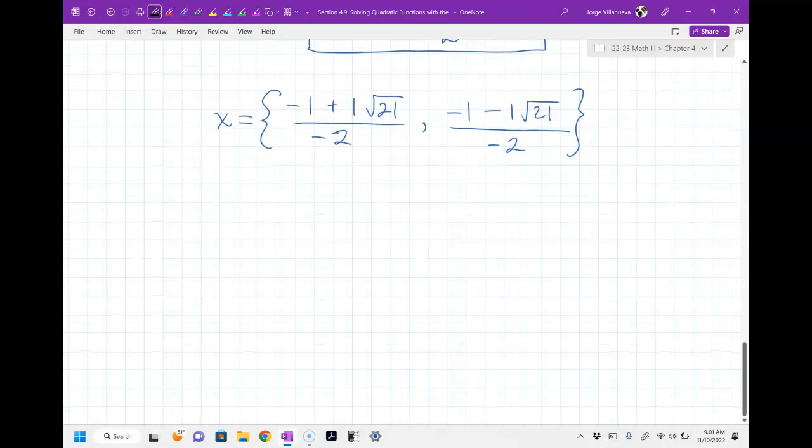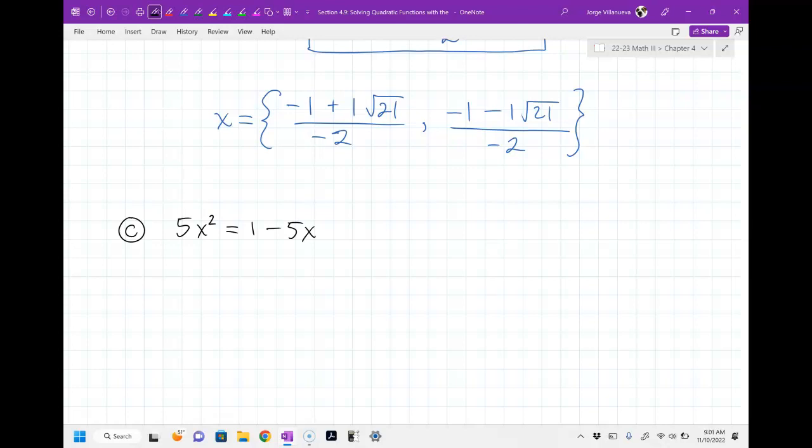I know it kind of looks scary because the formula looks really long, but it really isn't a terrible problem. It's just a little lengthy because you have to plug in numbers and work your way through them slowly. So as long as you know the formula, you should be okay. All right? So here's the last one now.